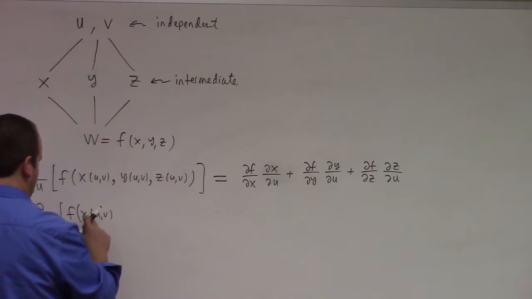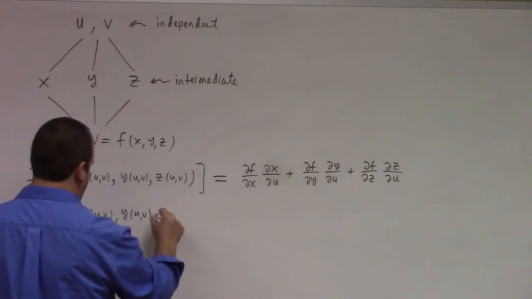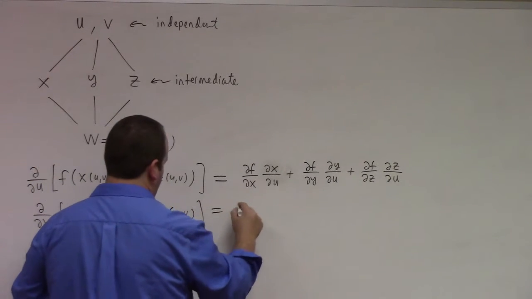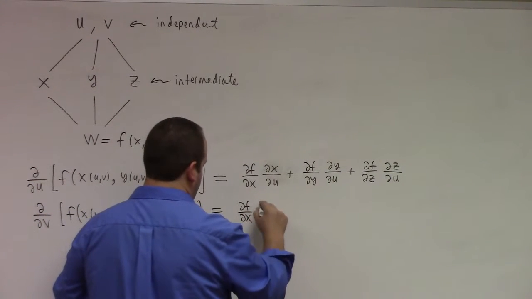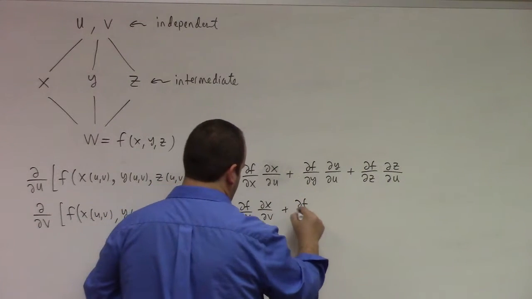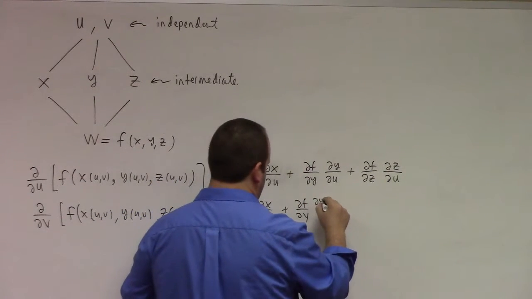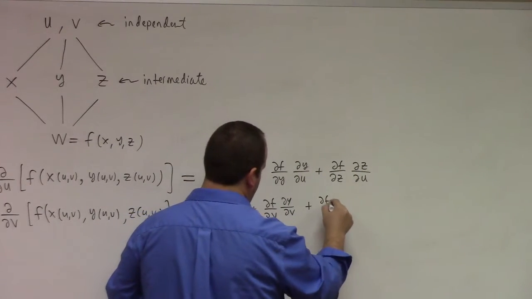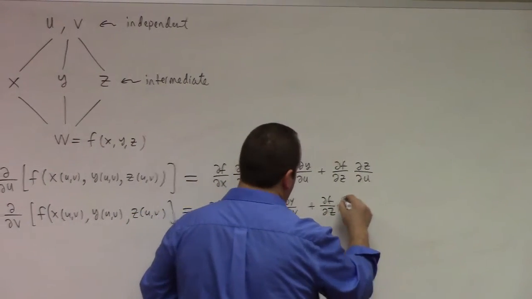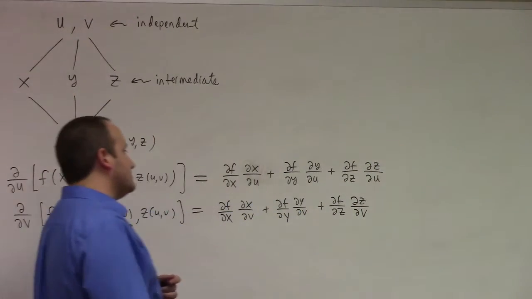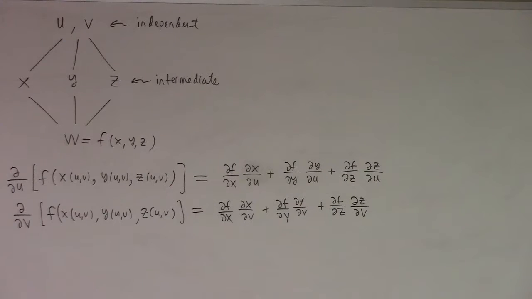Right, so it's the same silly thing. Partial f partial x, partial x partial v, plus partial f partial y, partial y partial v, plus partial f partial z, partial z partial v. So this is the chain rule for a function of a function of a function. Well, of two variables. Let's look at an example.